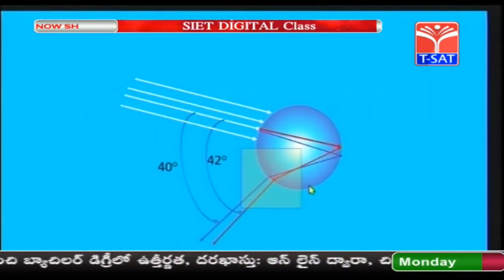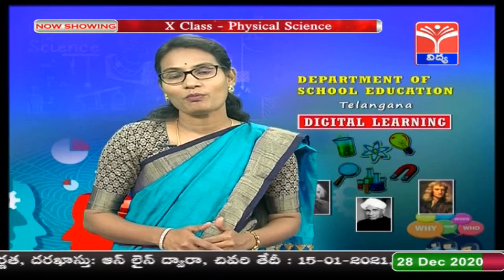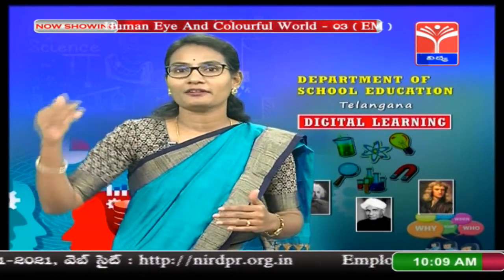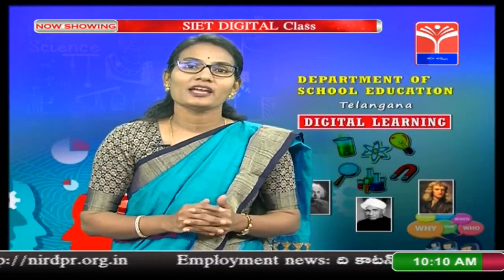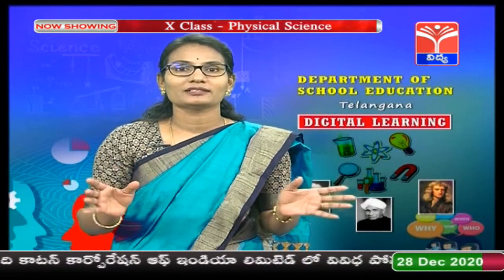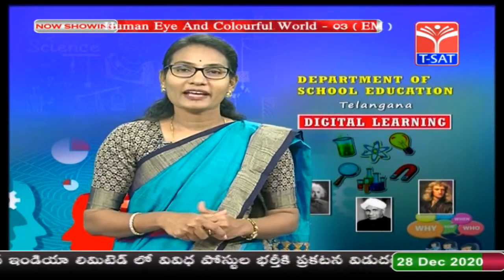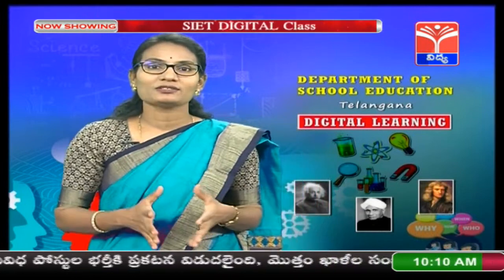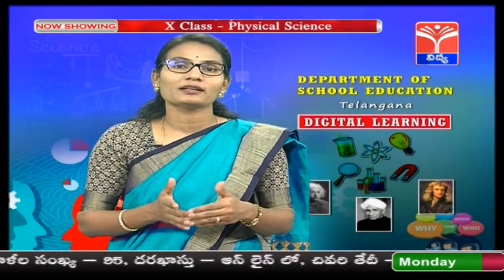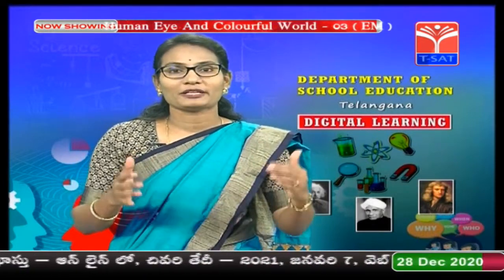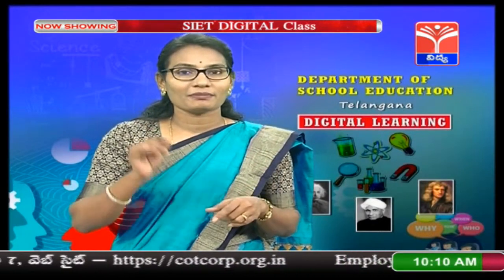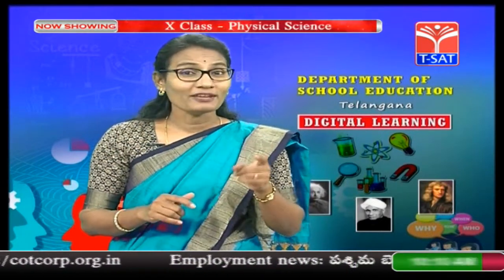So like this, in the formation of a rainbow, dispersion, total internal reflection and refraction, these three processes are involved. Due to this reason only we are able to see all the colors in the sky. Actually there are millions of tiny water droplets present in the atmosphere. All the water droplets disperse the whole spectrum of light, but still we receive only one color from each water drop. Only one color, children.